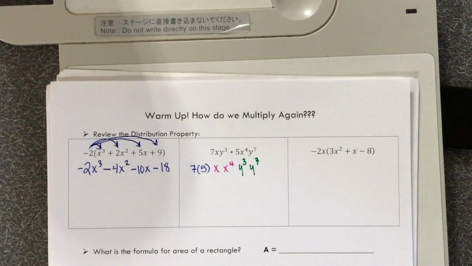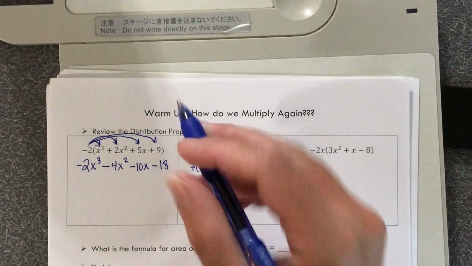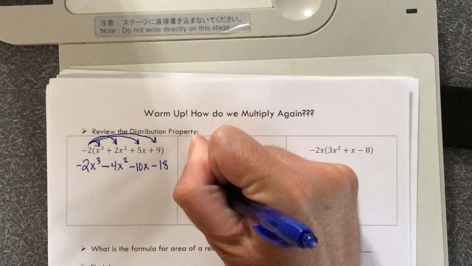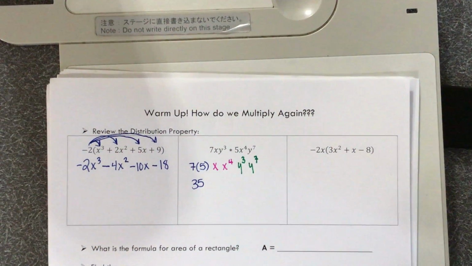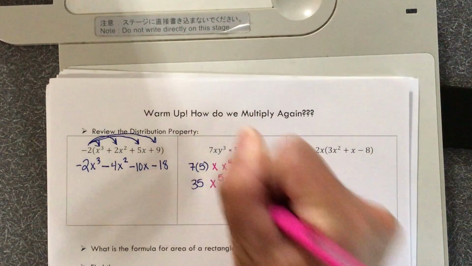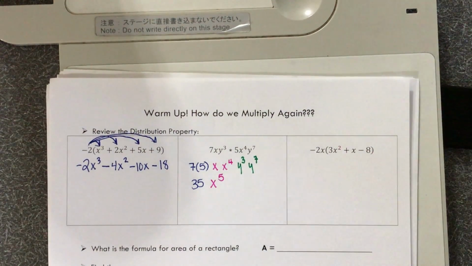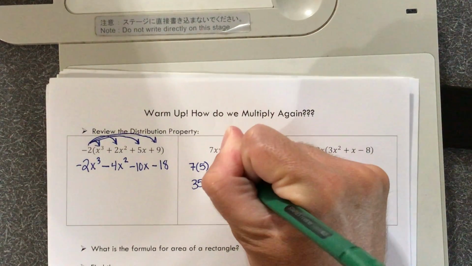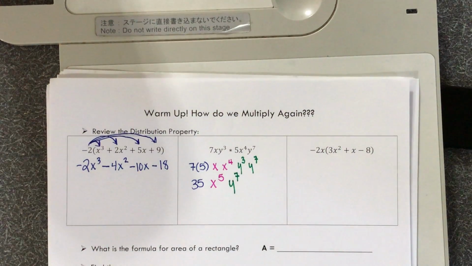Now, if you remember from properties of exponents, when we are multiplying, we can use our product rule. So to prevent having to expand out, we can use our product rule. So first off, 7 times 5 is 35. Then x times x to the fourth becomes x to the fifth. Y to the third times y to the seventh becomes y to the 10th. So the product rule, if you remember, says to add your exponents.